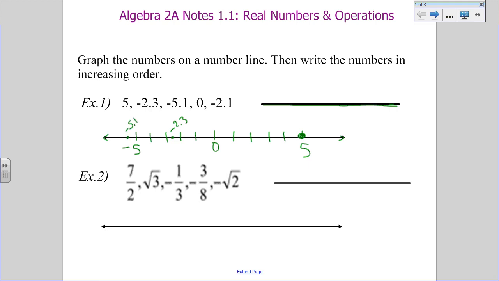Because those aren't exactly at a point, I can tell that this one down here is exactly at 5. But once I'm in between my two tick marks, my two integers, I need to label that exact decimal. My next number to graph is 0, and then I have negative 2.1. I need to write those in order, in increasing order, so that means I start to the left, and I increase to the right.